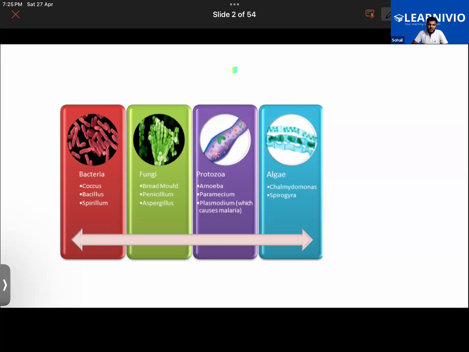One of the common things is that you can find them almost everywhere. These microorganisms can be found almost everywhere, whether it be bacteria, fungi, protozoa, algae, or in fact a virus as well. Some of them will be found more in moist places.